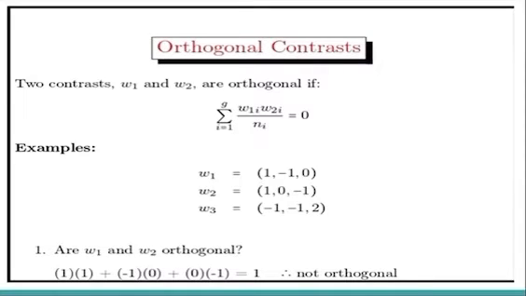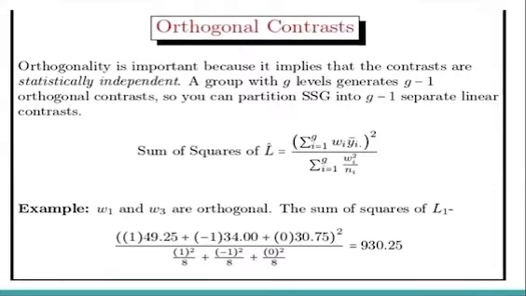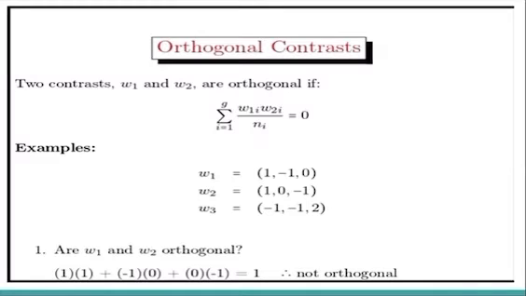Is there anyone? For it to be orthogonal, when you multiply the elements in the corresponding positions and you add them up, they must give 0. Of course, the moment they are orthogonal, then I'll start doing whatever I want to do. Now, if W1 and W3 are orthogonal, how are they orthogonal? 1 times minus 1.